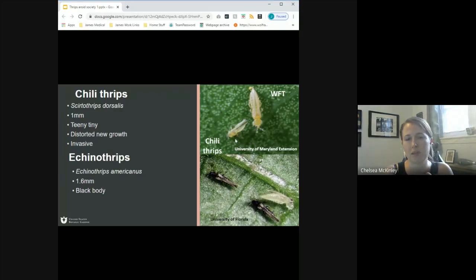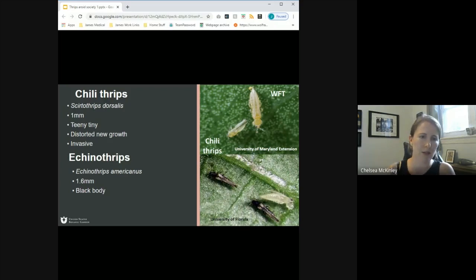And in addition to being very tiny, they like to hang out in the apical meristem of plants, so in the buds of plants. And it's really difficult to find them unless you start dissecting the buds, which you don't want to do because it can harm your plants. You can typically tell that they're there because of the distorted new growth of a plant. So you might not see them present, but then your plant is putting out new growth and those leaves come out very distorted and curled, maybe kind of cupped.